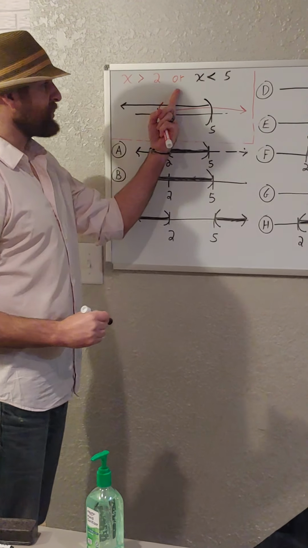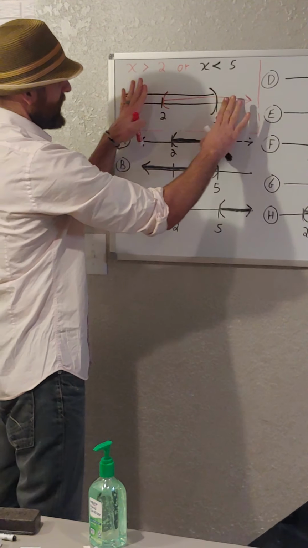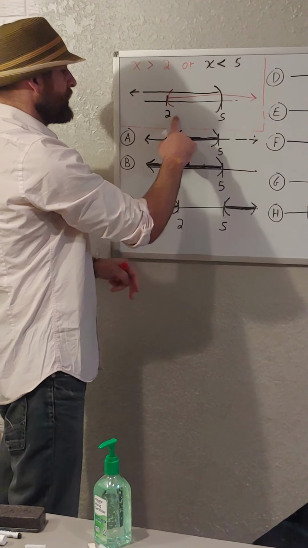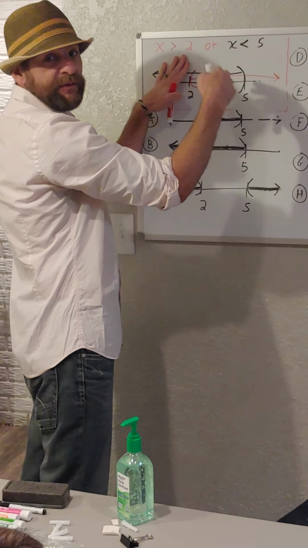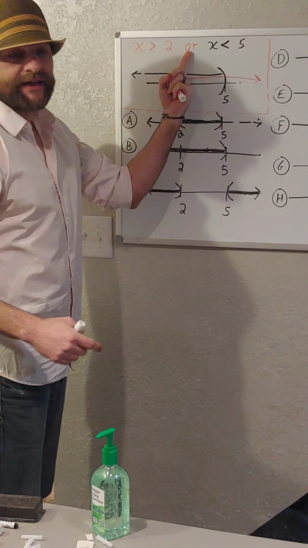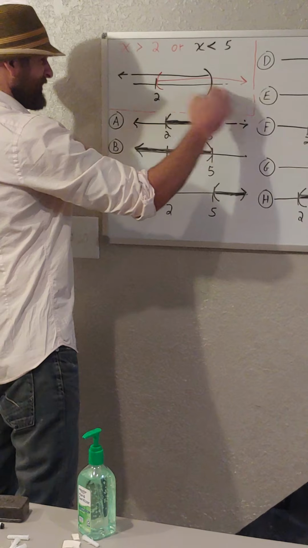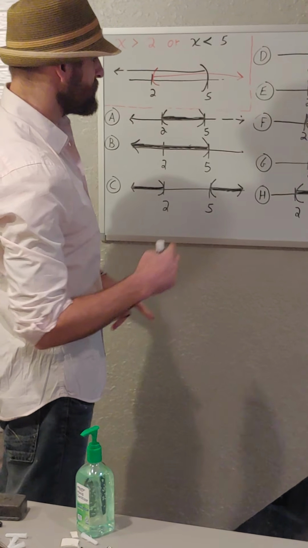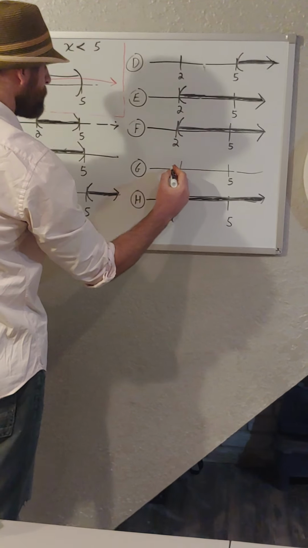If this was an and problem, again, and means what they have in common. So and would just be that right there. If it was an and problem, your interval notation would be parenthesis 2, comma 5, parenthesis. Since it's an or problem though, we count both colors, we integrate them together, count them as one. So that means the whole thing gets shaded.